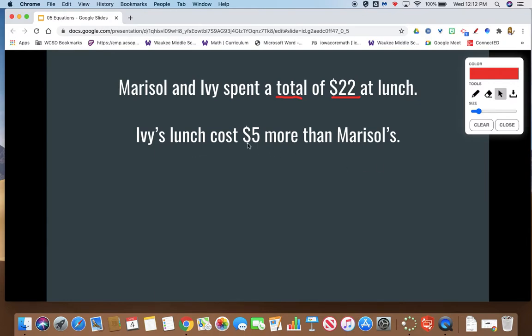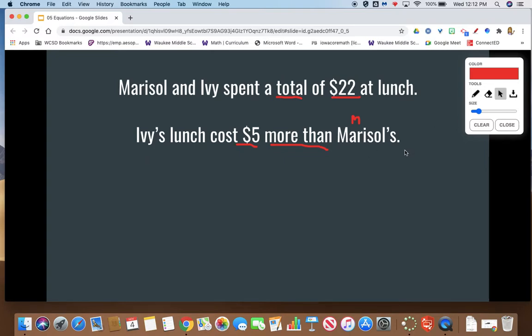If I wanted to represent Ivy's lunch and Marisol's lunch as expressions, let's do that now, because setting those up as expressions is going to help us set this up as an equation. Ivy's lunch was $5 more than Marisol's. Do we know how much Marisol's lunch was? No, so we're going to use an unknown, pick a variable, maybe it's M. To represent Ivy's lunch, we're going to need 5 more than M. So M plus 5. That would be Ivy's lunch.